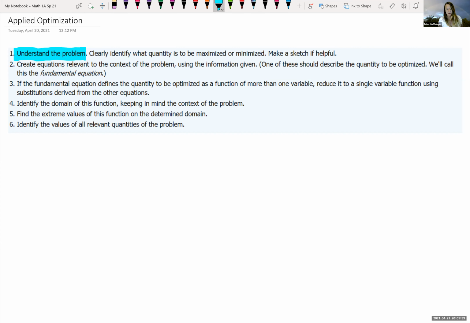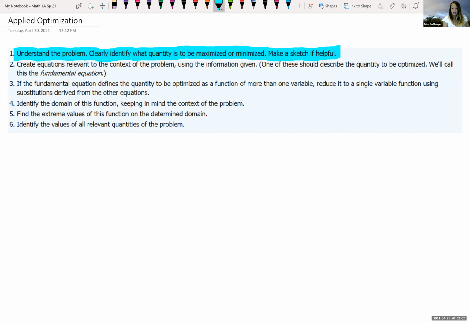So really, when I go through a word problem, I first read it. I might have to read it a couple of times, and then I start pulling out information that I know, and that is going to help me. So understand the problem. You're going to clearly identify what quantity is being maximized or minimized. And it's usually helpful if we can make a sketch of what's going on.